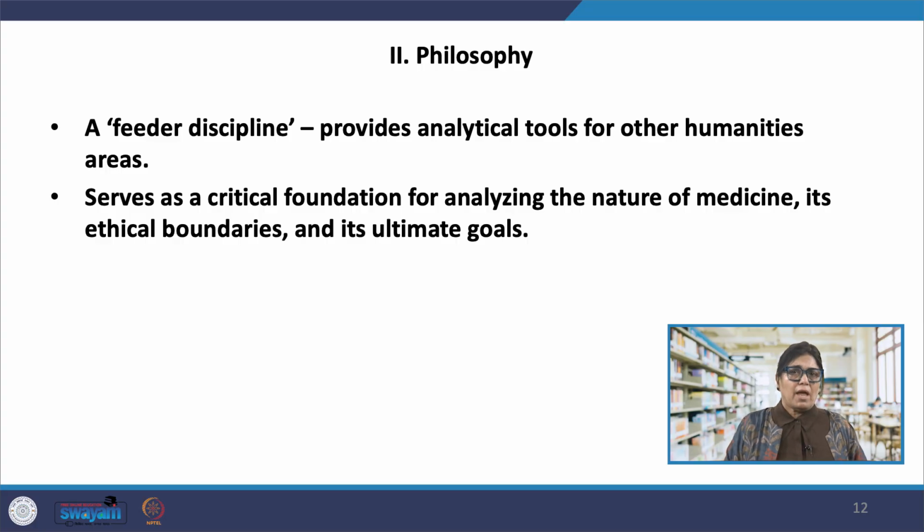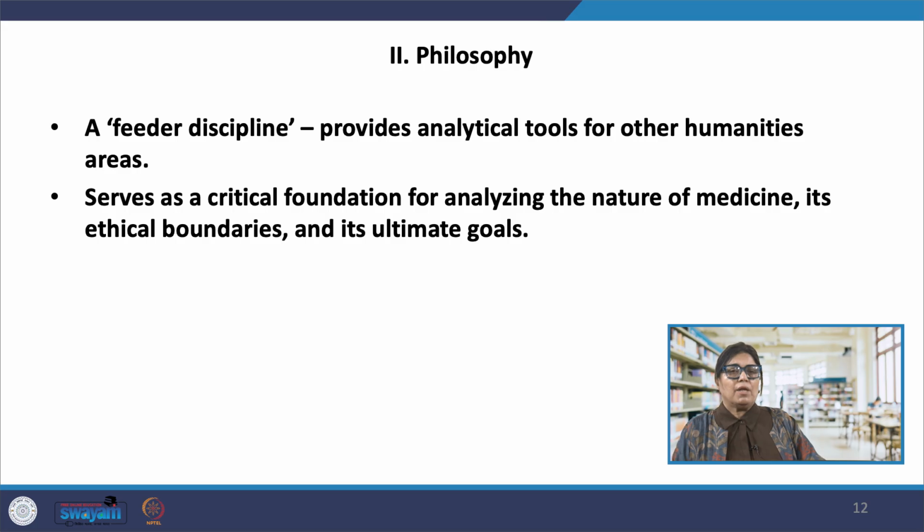Philosophy acts as a feeder discipline that provides the analytical tools for other humanities areas. In the health and medical humanities, philosophy serves as a critical foundation for analyzing the nature of medicine, its ethical boundaries, and its ultimate goals. While clinical medicine focuses on the how of treating disease, philosophy addresses the why and what of health itself.